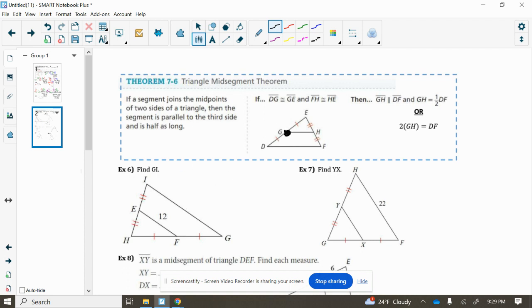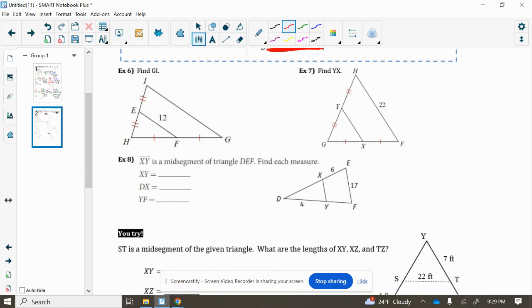So notice G is a midpoint of side DE, H is a midpoint of side EF. So we know that that's a midsegment because it's connecting those two midpoints. And what that tells us is that that midsegment length is 1/2 the length of the side it is parallel to, aka that third side of the triangle. So G to H is half of D to F.